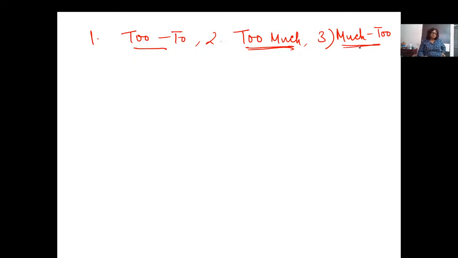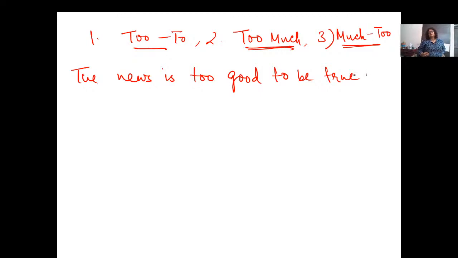Suppose you write, "The news is too good." Too good. And if I am continuing the sentence in this manner, "The news is too good to be true." What is the meaning of this sentence? This sentence is called a simple sentence.